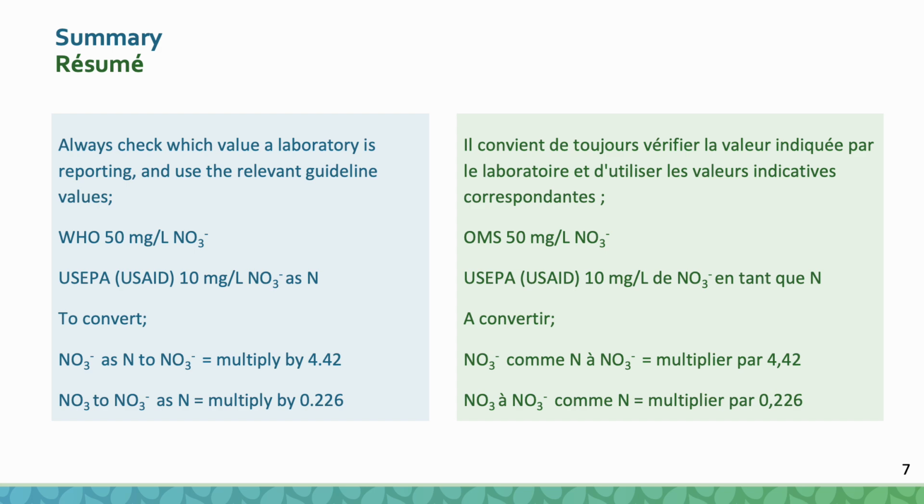To summarise, you must always check which value has been reported and which guideline you are working to. We know that WHO is 50 milligrams per litre nitrate and the US EPA or USAID guideline is 10 milligrams per litre nitrate as nitrogen. I've given you the molecular weight and the atomic weight so you can do the conversion yourself, or as a quick alternative, you can just multiply by the factors shown here on this slide.